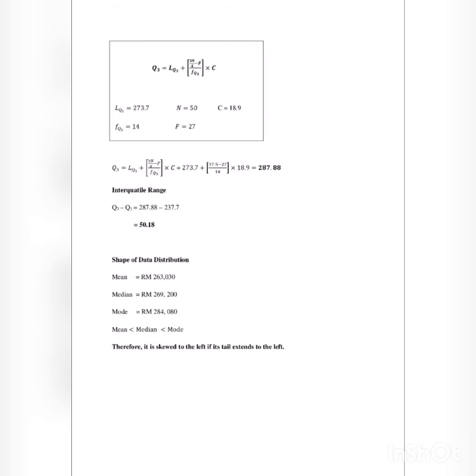Interquartile range. To find the interquartile range, we must calculate the difference between quartile 3 and quartile 1 and we get the answer 50.18. Lastly, shape of data distribution. Mean RM 263,030, median 269,200, mode 284,080. So mean is less than median, and median is less than mode. Therefore, it is skewed to the left.